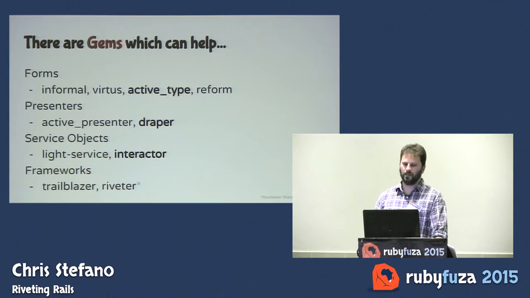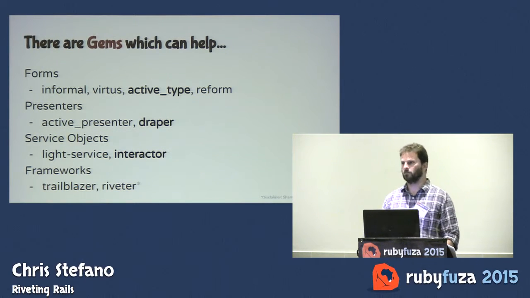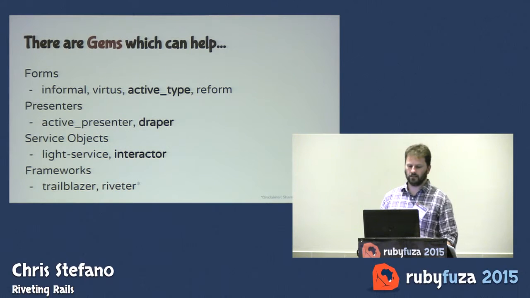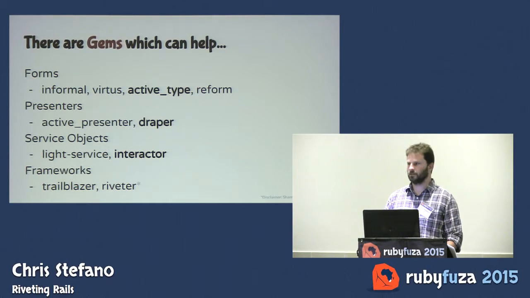For the talk to be complete, there are gems out there which can help. So if we look at the form space, you've got gems like Informal and Virtus, ActiveType and Reform. On the presenter side of things, there's ActivePresenter and Draper. They have some rich functionality, especially around collection handling. Then on the service object type models, you've got Light Service and Interactor. I've bolded the ones that I believe are the better ones.